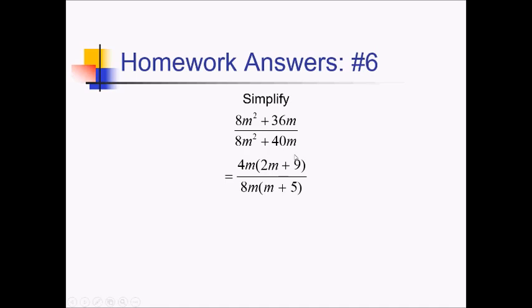Can't do anything with these parentheses because there's different stuff inside. But the 4 and the 8 reduce to 1 over 2. The m's out here cancel completely. And then I've got 2m plus 9 in the numerator. In the denominator, I still have a 2 out here along with this m plus 5.